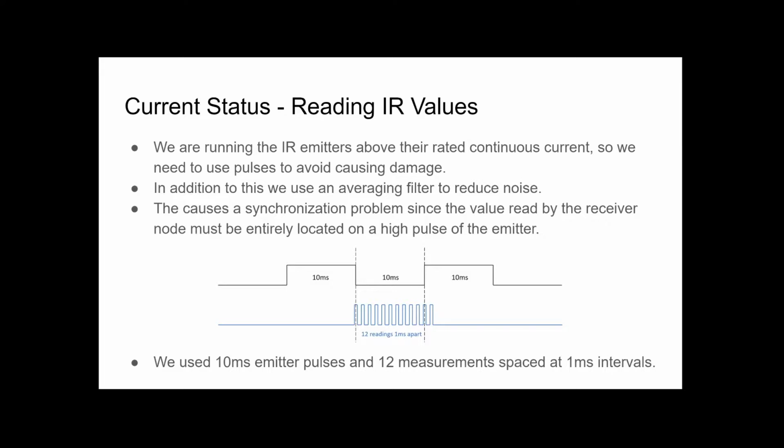So as you see in this diagram, we chose to use 12 readings 1 millisecond apart to line up to the 10 millisecond pulses of the emitter. This means that we are guaranteed to have at least one of the 12 readings be entirely located in one of the high pulses. We then select the maximum reading from these 12 and use that as our reading.